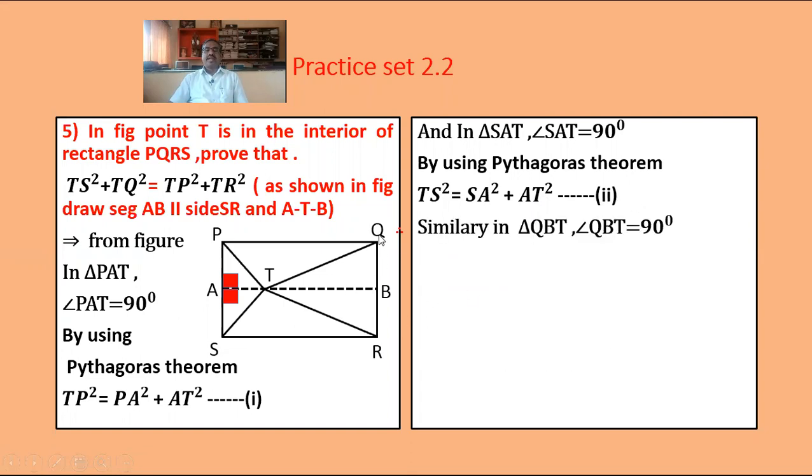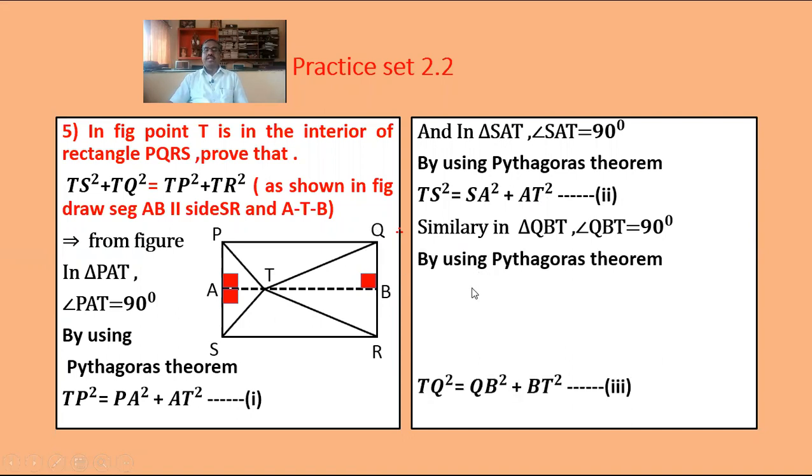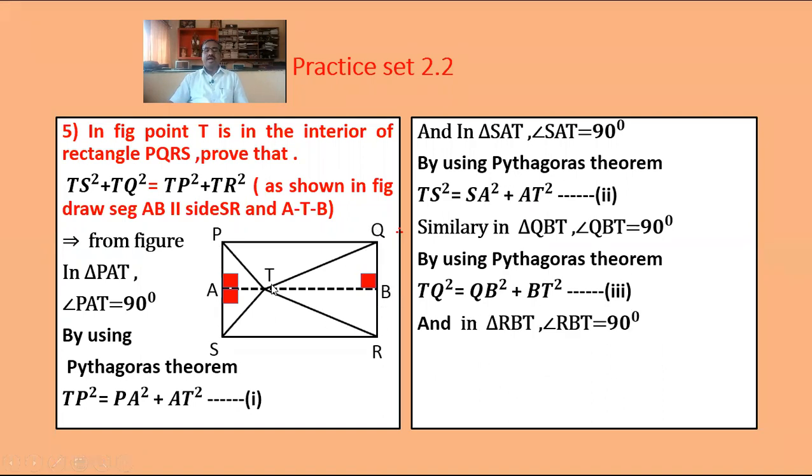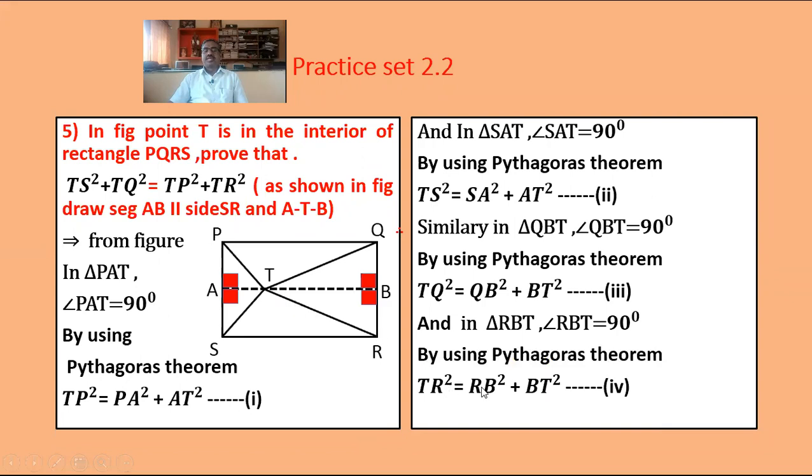Similarly, in triangle QBT, angle B is equal to 90 degrees, that is, angle QBT is equal to 90 degrees. By using the Pythagoras theorem, TQ square is equal to QB square plus BT square. We get equation number 3. And in triangle BRT, angle B is equal to 90 degrees. By using the Pythagoras theorem, TR square is equal to RB square plus BT square. We get equation number 4.